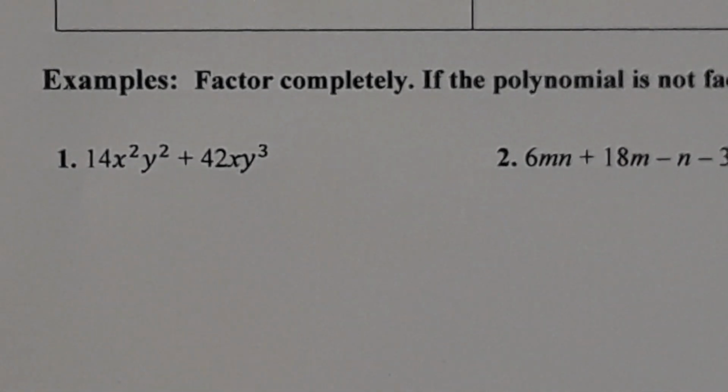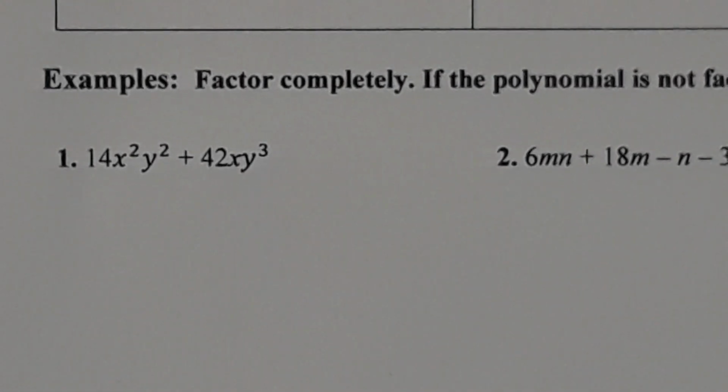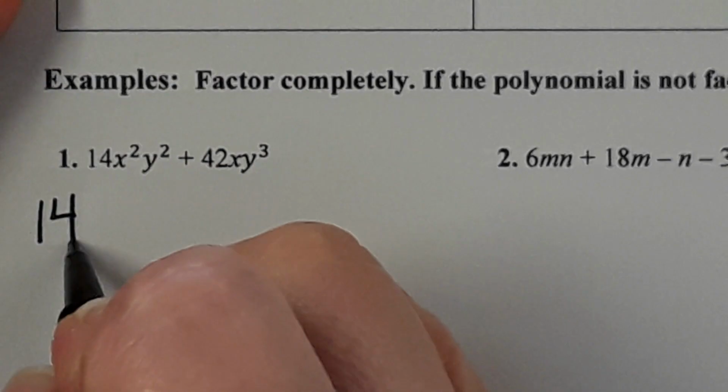Okay, so right here, it does not matter how many terms you have. The first thing I always want you to look for is the GCF, okay? So I always want you to look to see if they have something in common. So I'm going to start with 14 because that's the smaller of the two numbers. And I'm going to ask myself, does 14 go into 42? It does. So I'm going to pull out a 14.